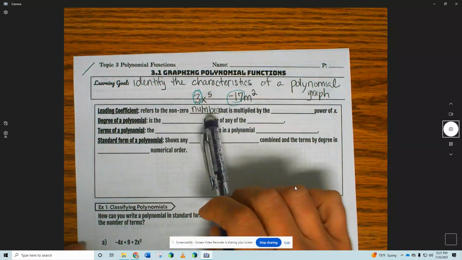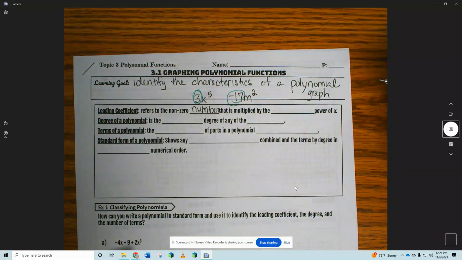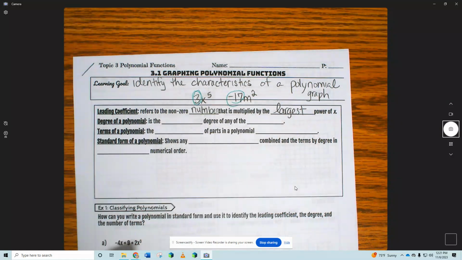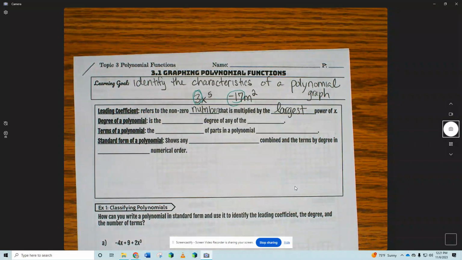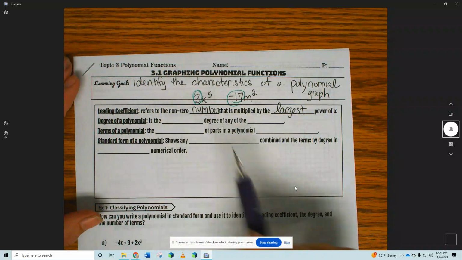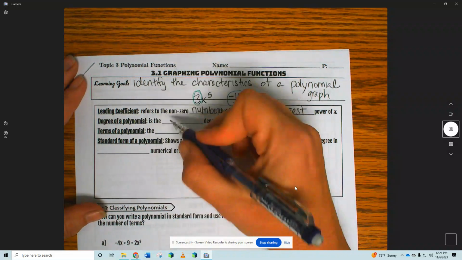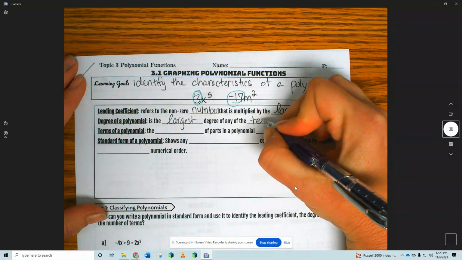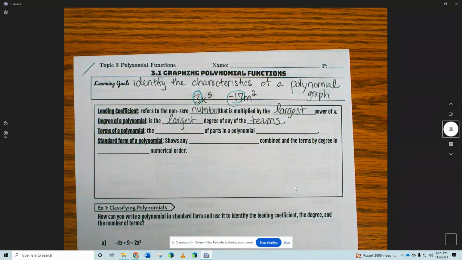So it's the non-zero number that is multiplied by the largest power of x. All we care about is what's the largest power of x. I don't really care what's in the middle. This could be a super long polynomial, but all I care about is what's in front. That's huge. And I do care about what's at the end, like the last number, the constant. Degree of the polynomial. The degree, we did that for bell work, is the largest degree of any of the terms, wherever it is. You might have to reorder it.